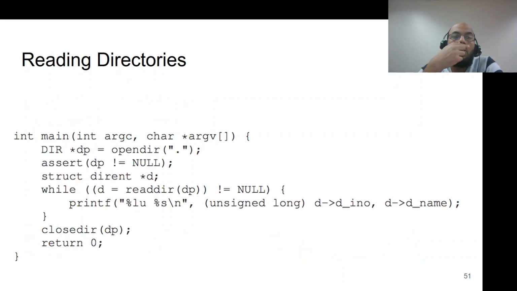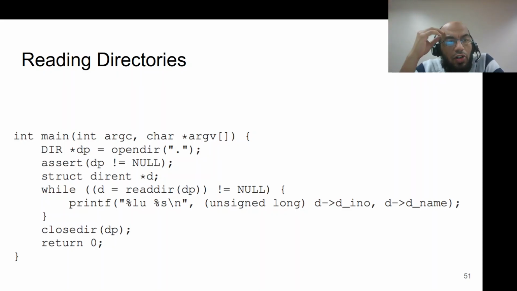So let us give an example, based on what we just said about dot and dot dot, for an implementation of the ls command. ls is the list command, which basically shows you whatever is inside a directory, right? So this is a very simple ls implementation where you basically have the main.